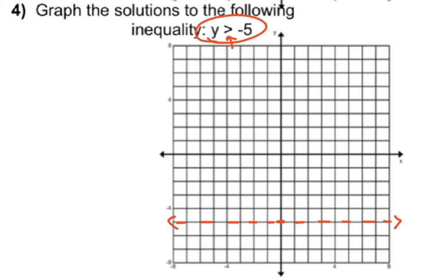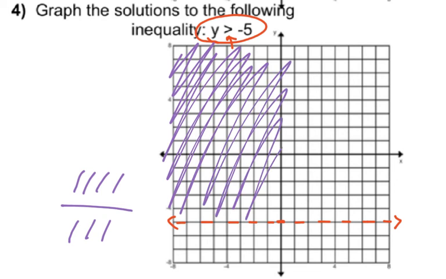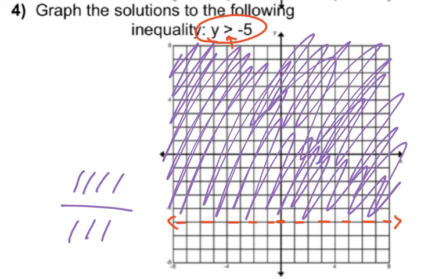And then I have to decide, where do I shade? So the thing with inequalities is there has to be shading. If there's no shading, you have not done it. So y is greater than. So with a horizontal line, do you think that greater than would be up here, or would it be down there? Hopefully it's pretty obvious that you're going to be shading up here because it's greater than. And so greater than is going to be above.